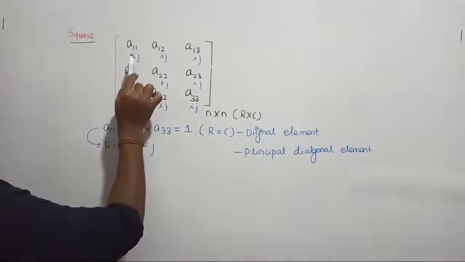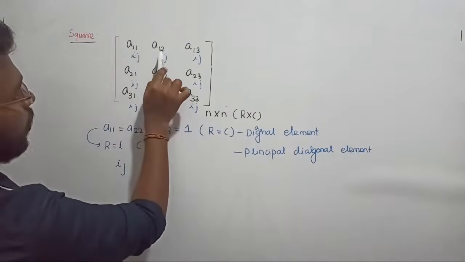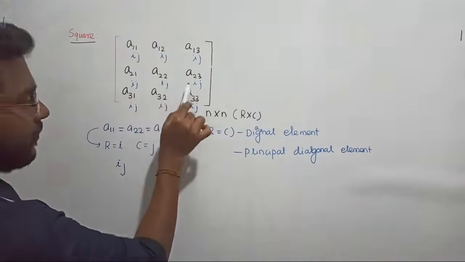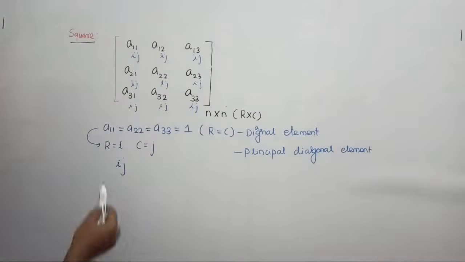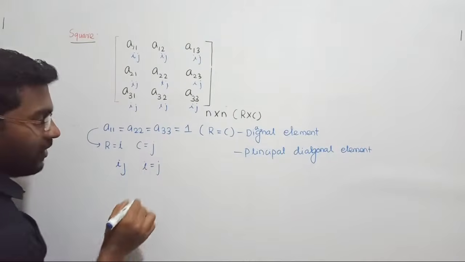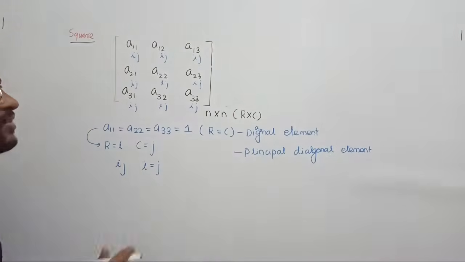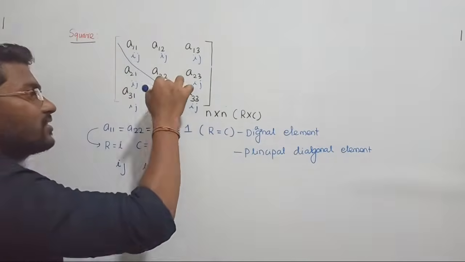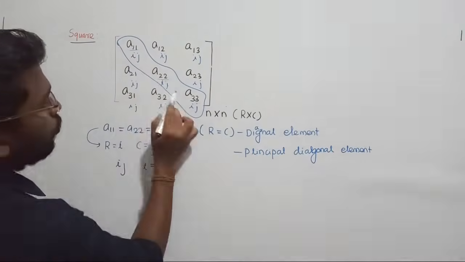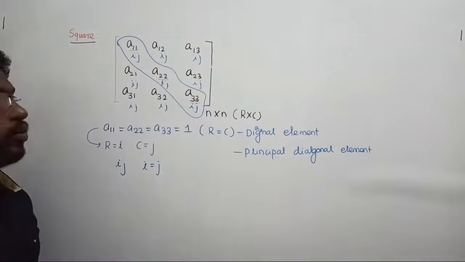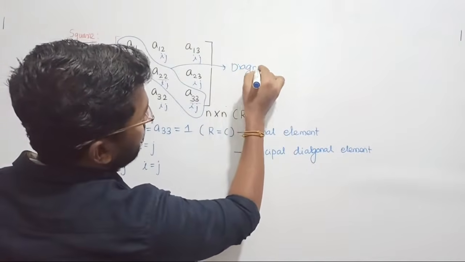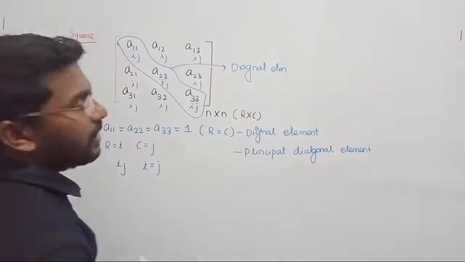See there: I value 1 J value 1, I value 1 J value 2, I value 1 J value 3, I value 2 J value 1, I value 2 J value 2. Like that we can define all the elements, generally calling it IJ. Now the conclusion is, if I and J are equal, then we are talking about diagonal elements. Where are your diagonal elements? I and J are equal in the sense we have 1 1, 2 2, 3 3. That is called diagonal elements.